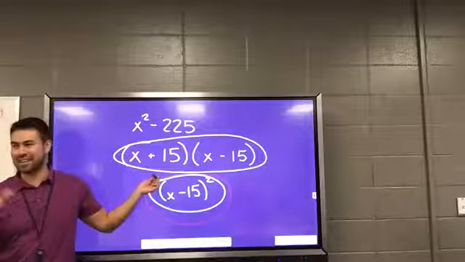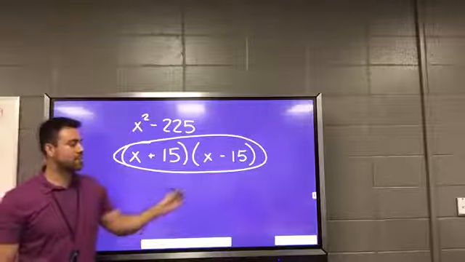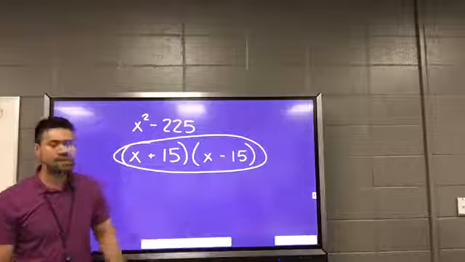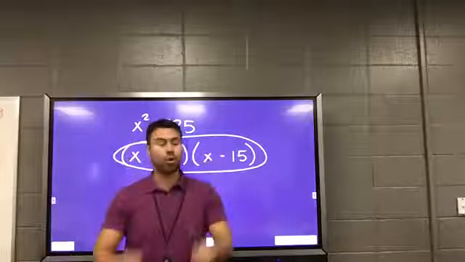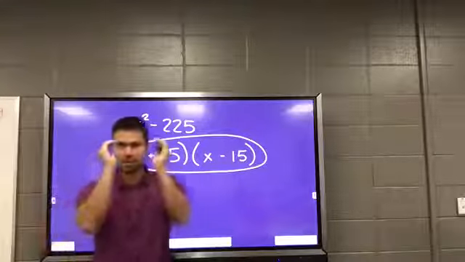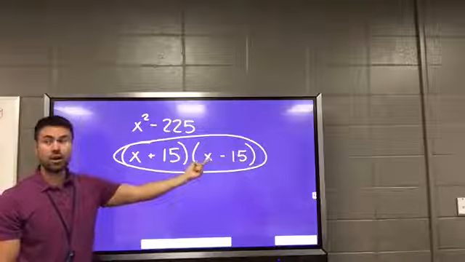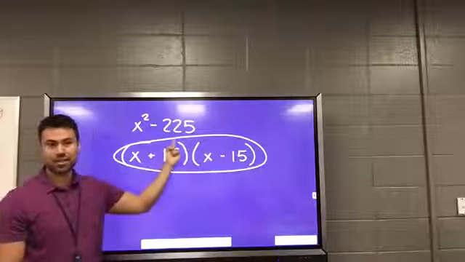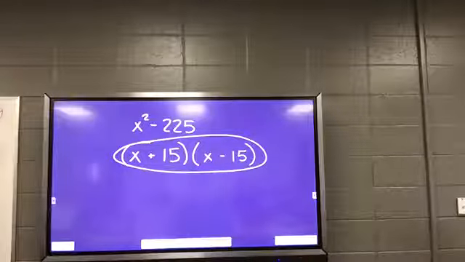Okay, here's why. If I wrote x plus 15 squared, doesn't that mean x plus 15 times x plus 15? Or if I write x minus 15 squared, does that mean x minus 15 times x minus 15? Is that what I'm saying here? No, because they have different signs. So don't simplify it by making it wrong.